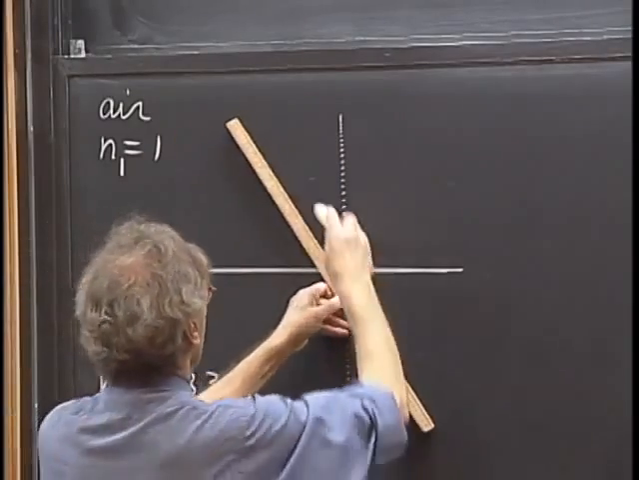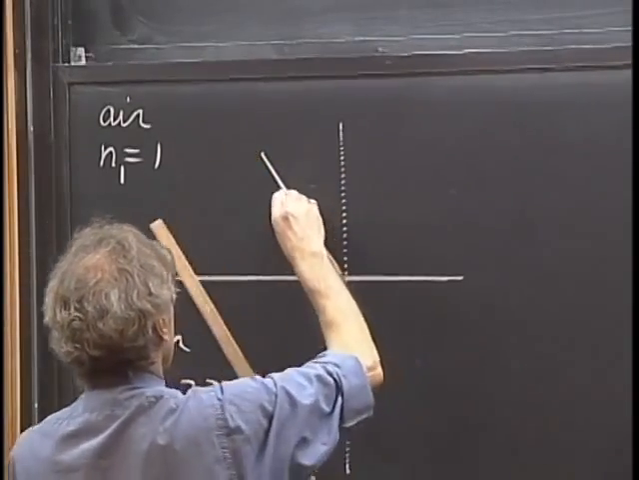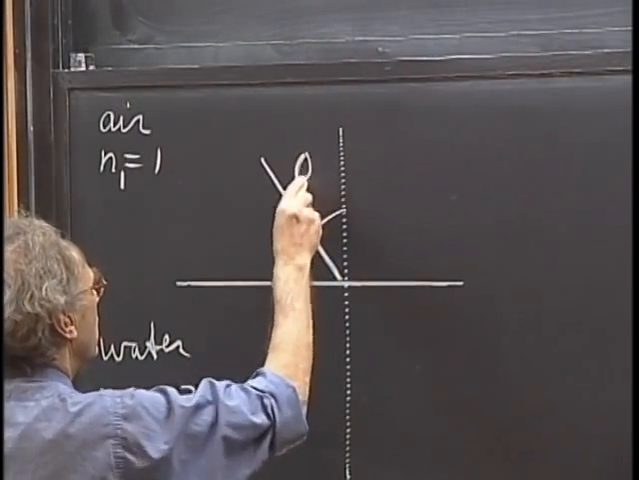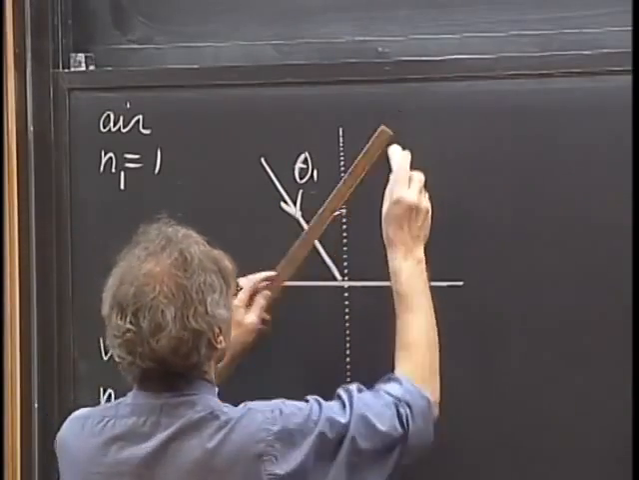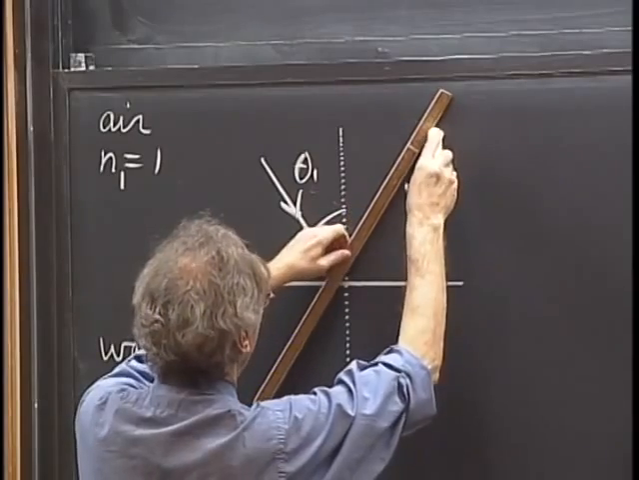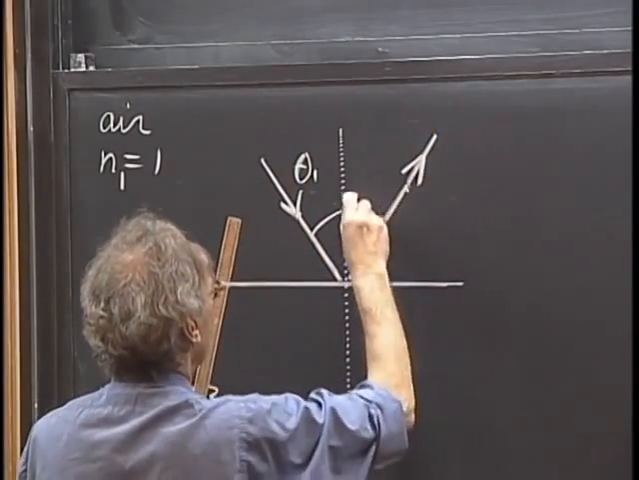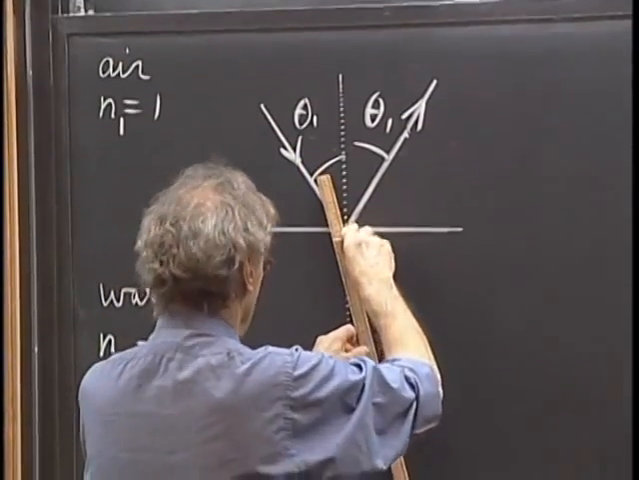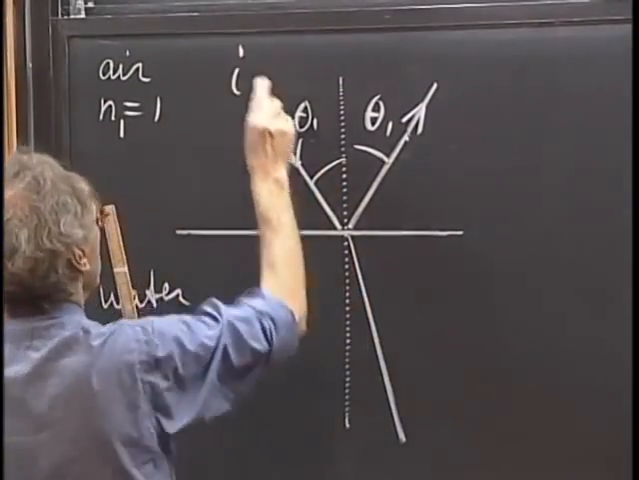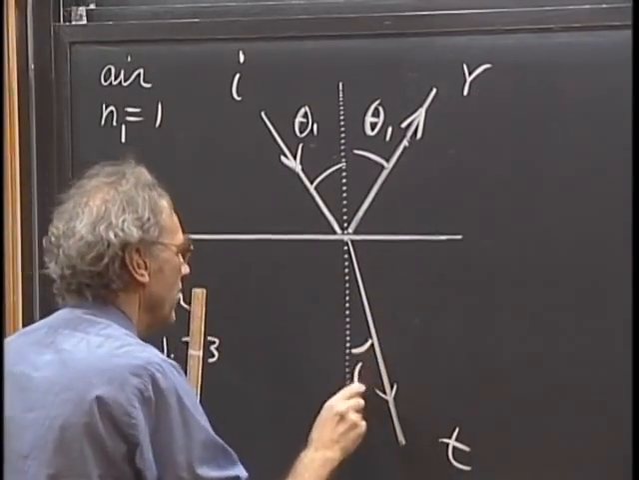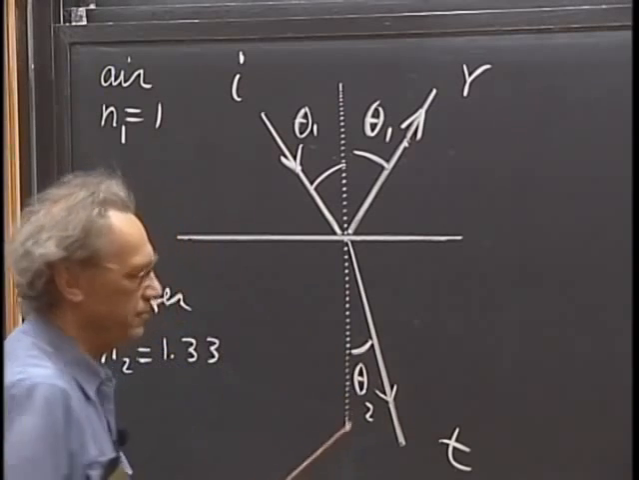And so here we have light coming in, and this angle is then theta 1. And here we have light being reflected, and we know that that angle is also theta 1. And then here we have light. So this is the incident one, the reflected one, and the transmitted one, and this angle then is theta 2.